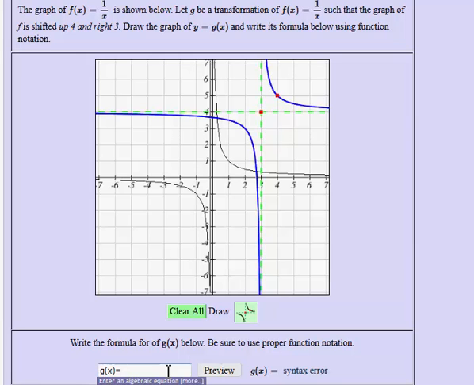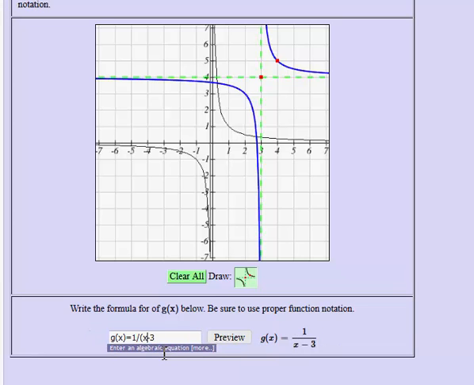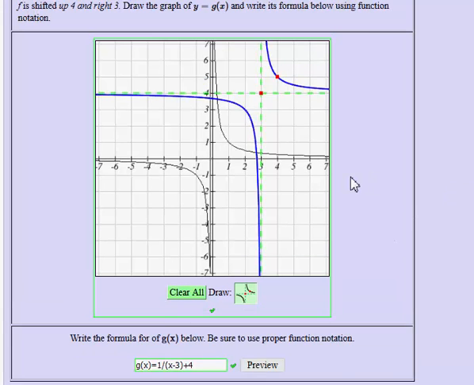It's interesting to note if I type 1 divided by x minus 3 without parentheses that the minus 3 is not included in the division. Whenever you use a division symbol, you should put the quantity that you're dividing by in parentheses to get the desired result. Now I just need to add 4, submit my answer, and see if I can get full credit for this question. Submitting my answer, I get full credit.